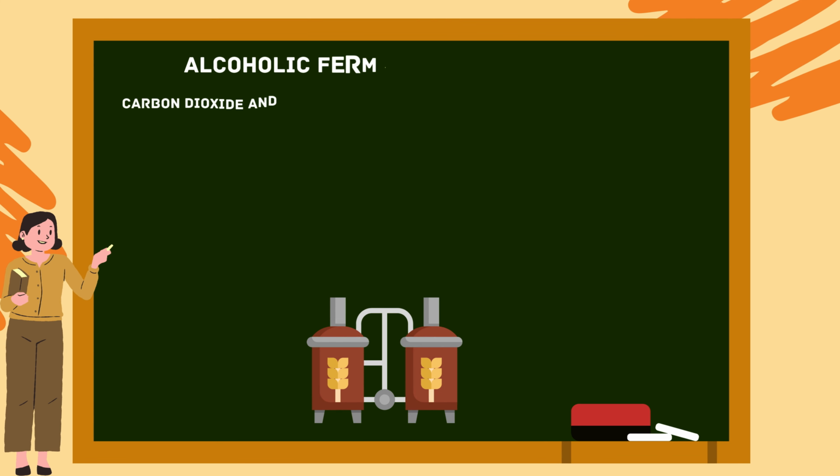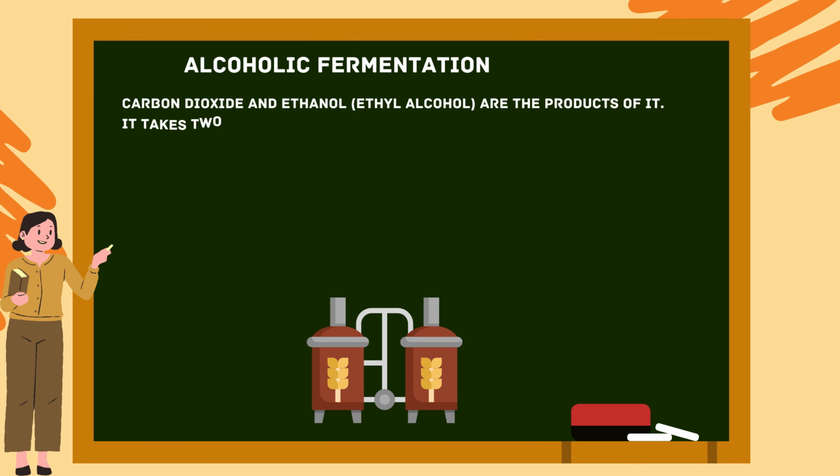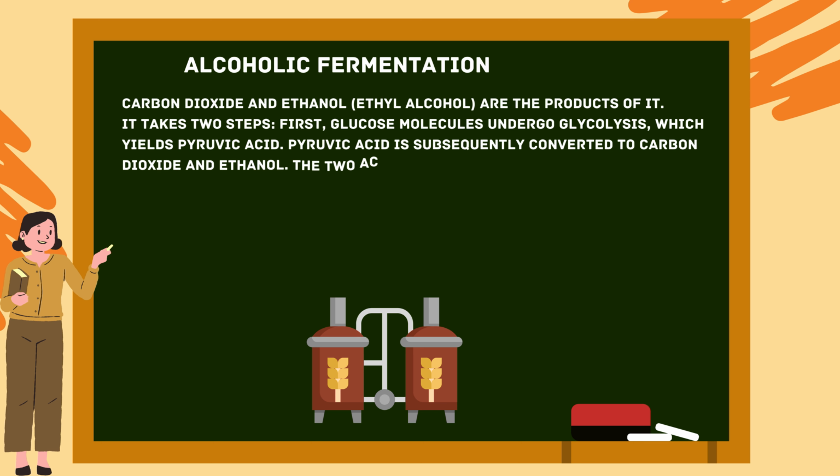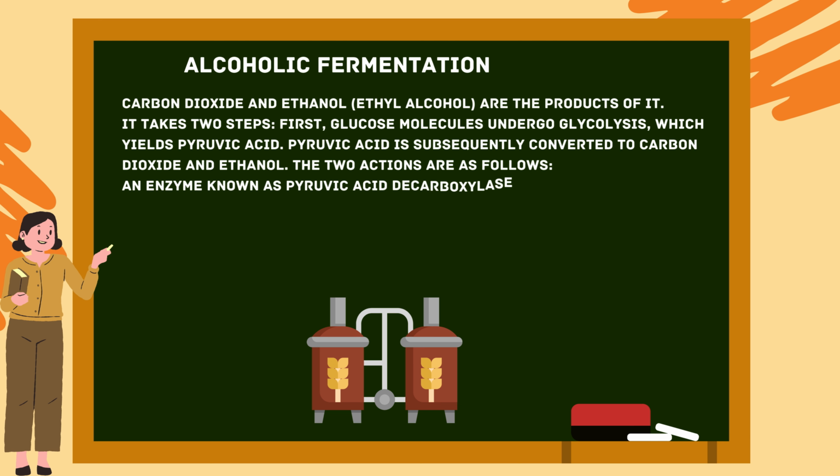Alcoholic fermentation. Carbon dioxide and ethanol, or ethyl alcohol, are the products of it. It takes two steps. First, glucose molecules undergo glycolysis, which yields pyruvic acid. Pyruvic acid is subsequently converted to carbon dioxide and ethanol. The two steps are as follows.